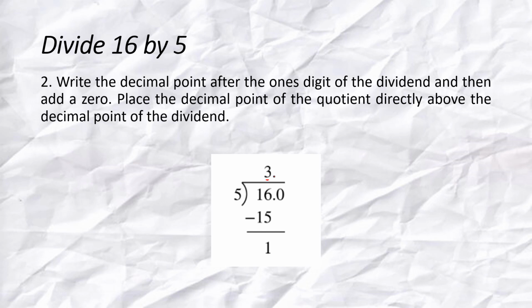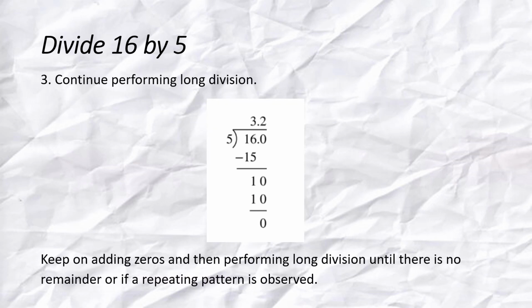So we now have a decimal point here in your dividend, and then add a 0. So here is our 0. This is our ones digit. This is our decimal point, and then we put a decimal point at the top. So place the decimal point of the quotient directly above the decimal point of your dividend. Since we have a 0 here, we can now continue dividing. So we drop down the 0. So this is 10 divided by 5 is 2. 2 times 5 is 10. Then 10 minus 10 is 0.